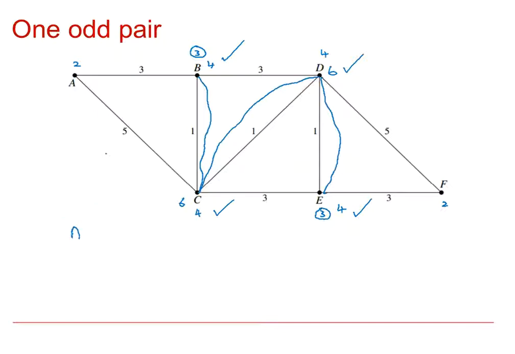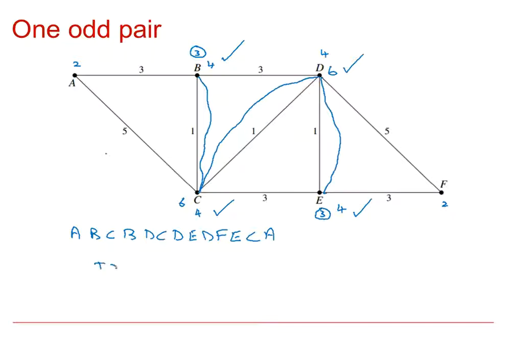If we start at A, we could travel to B, down to C, repeat CB to get back to B, along to D, down to C, repeat CD to get back to D, down to E, repeat ED to get back to D, over to F, and then along the bottom across to E, to C, and back to our starting point A.